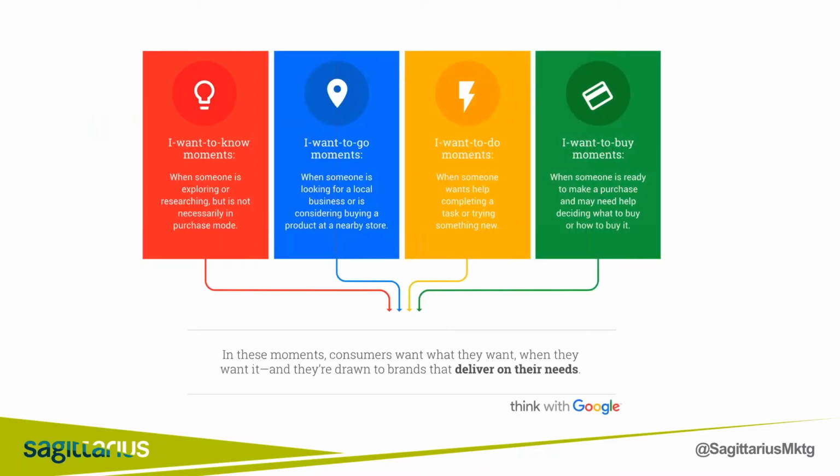So the different moments. This is how Google defines them. I won't run through all this now, but we've got the different types of moments, and I'm going to go through in more detail what each one means. If you want to find out more about them, then Think with Google has some excellent resources here. But ultimately, they all mold into moments where customers want what they want when they want it, and they're drawn to brands that deliver on their needs.